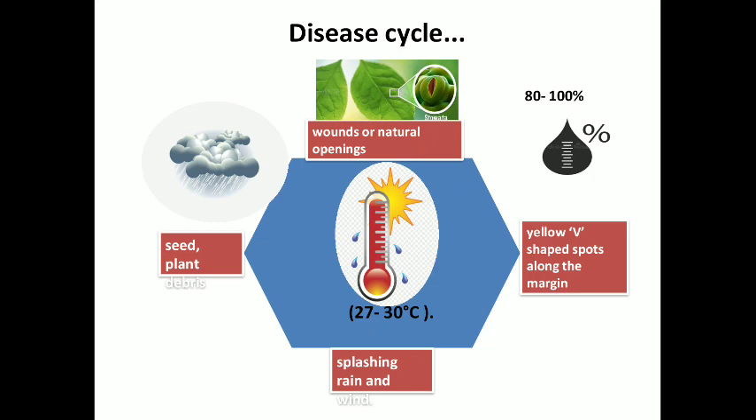The pathogen survives in the seed and plant debris. Primary infection occurs through the wounds or the natural openings like stomata and hydathodes on the plant. It develops symptoms, that is yellow V-shaped spots along the margin. And secondary infection occurs through splashing rain and wind.